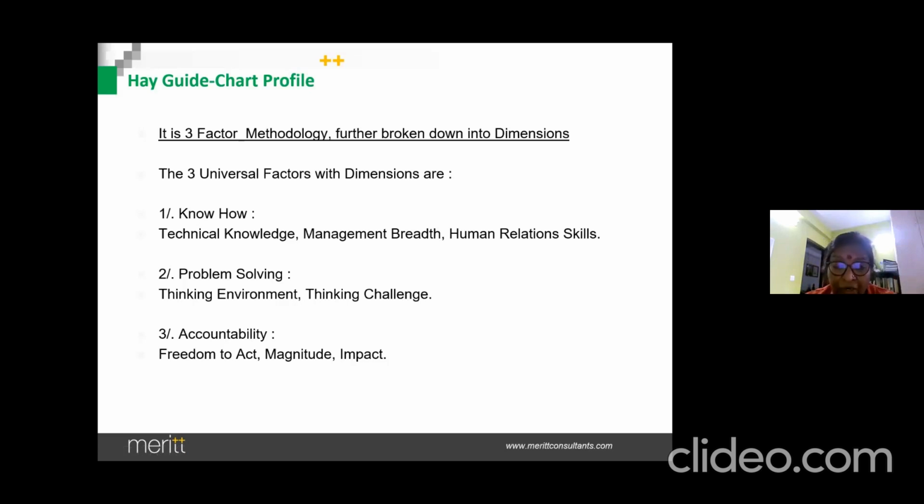When you actually want to implement a Hay plan or a Hewitt plan, you have to invite them. They start with evaluating the job. But the advantage of using a Hay or other patented methods is they have the market data across all the locations and across industries globally. So that's a great advantage.